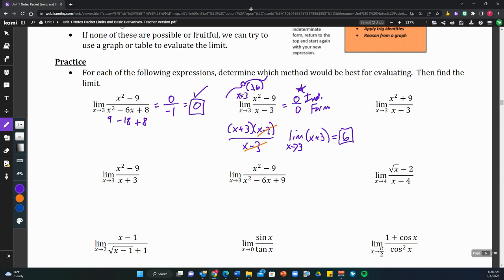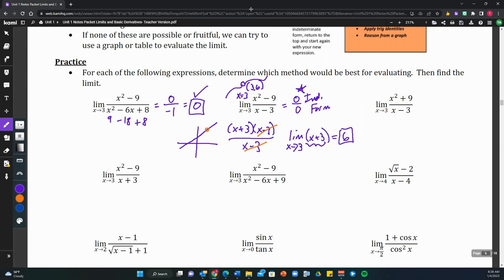So this original function behaves just like this function, except it has a hole at 3, 6. So we know what the graph of x plus 3 looks like. It's just a slope of 1 with a y-intercept of 3. But now I know an additional piece of information. It has a hole at the coordinates 3, 6. That's the power of being able to evaluate these limits and knowing what we're doing here.